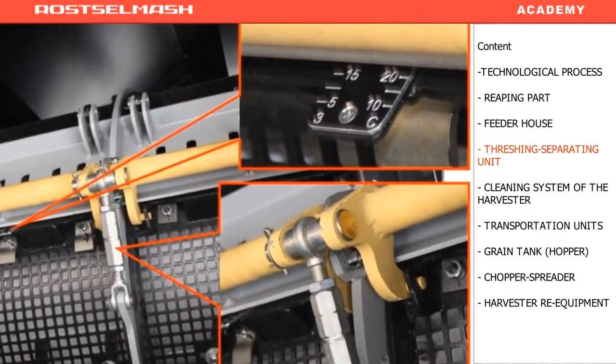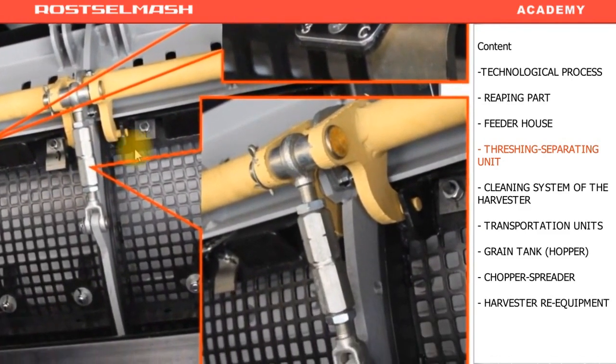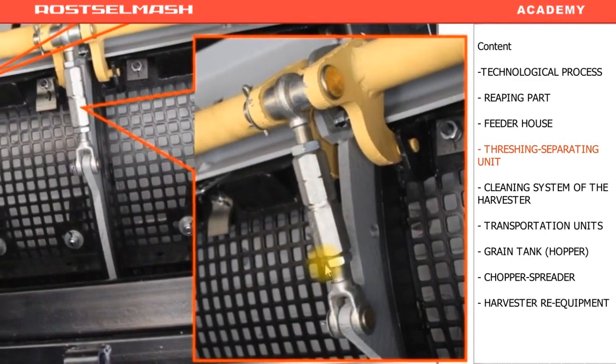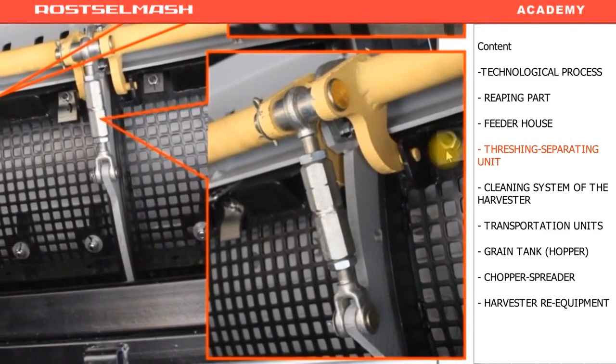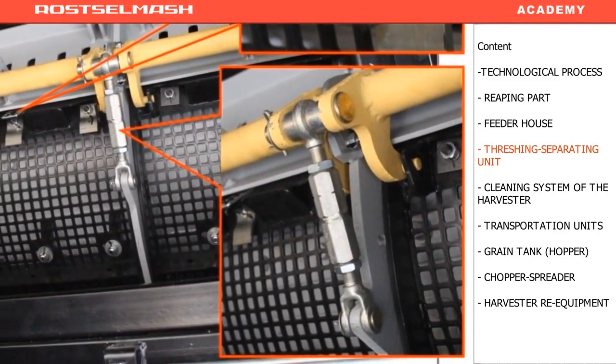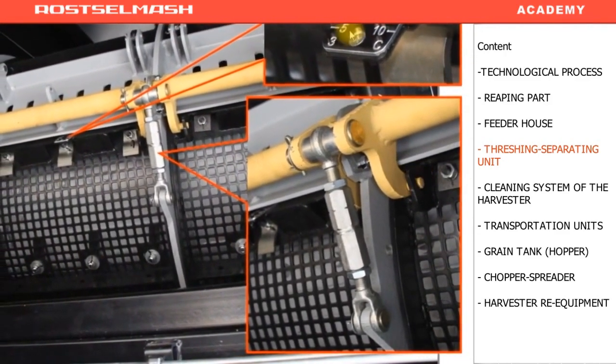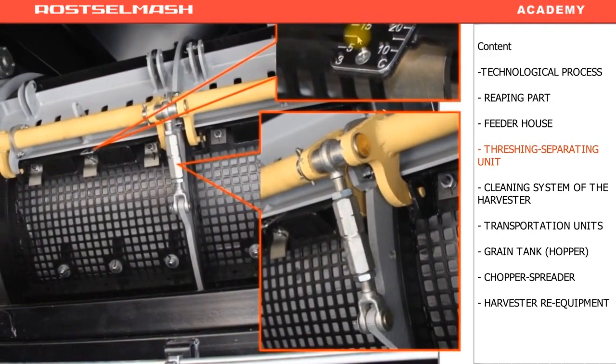If you have to change the clearance, loosen the lock nuts, this nut, then rotate the central part. By rotating it, we will either pull the mechanism apart or together. When we pull it together, the clearance becomes smaller. When you move it counterclockwise, the concaves move away from the rotor, and the clearance gets bigger.